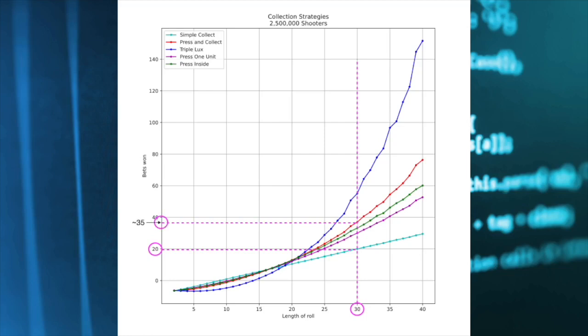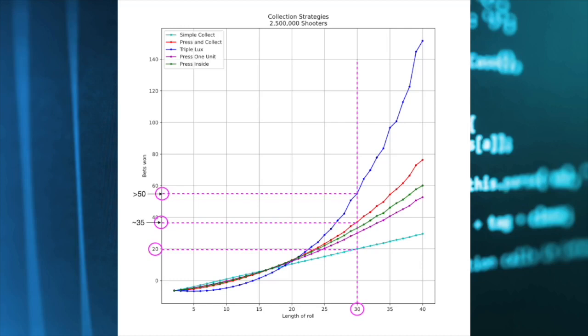Well, Press and Collect earns more than 30, say 35 bets. And Triple Lux earns more than 50 bets on average. The second way to think about this plot is to consider an amount of money you want to earn, and then see how many rolls each strategy will take to get you there.